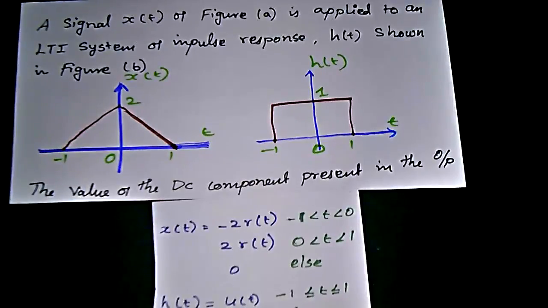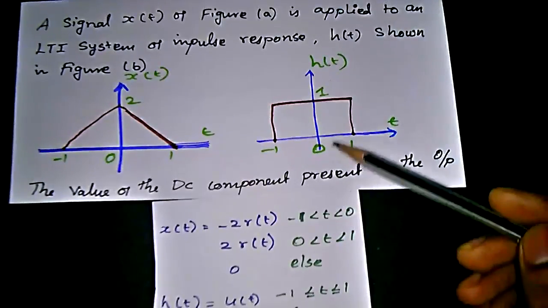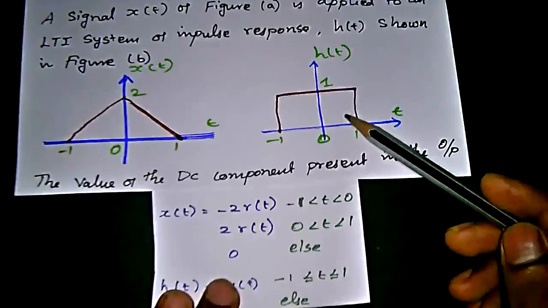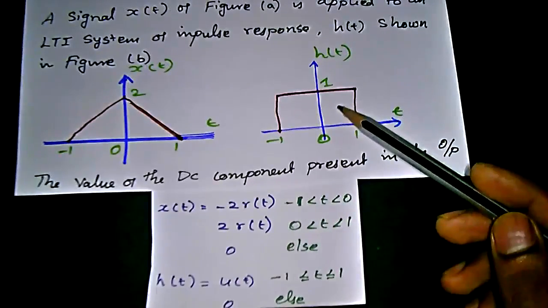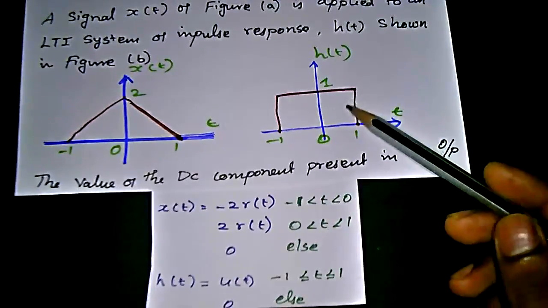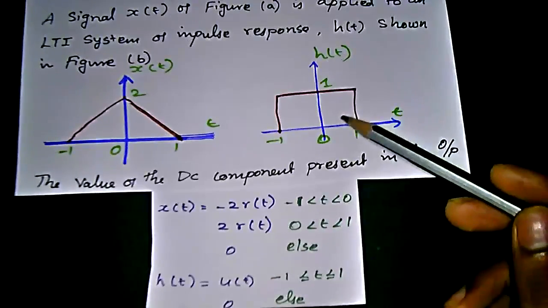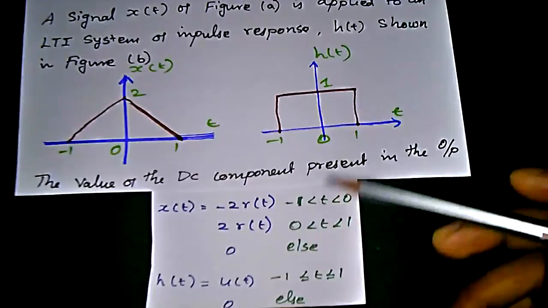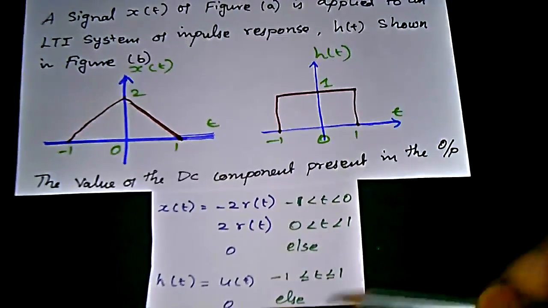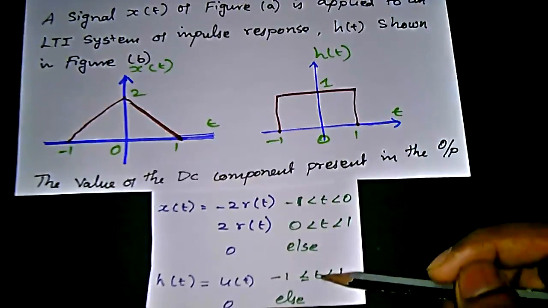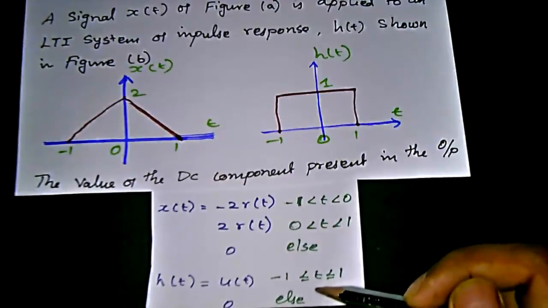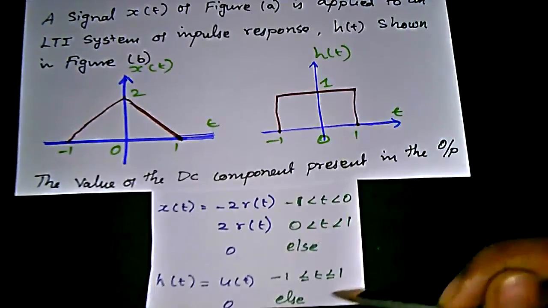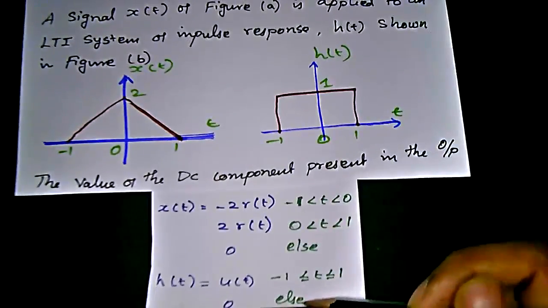Next we put values for the second signal. This is not the impulse signal, this is h of t, equal to u of t, between minus 1 and 1, and otherwise it is zero.